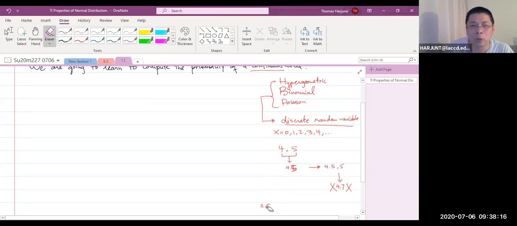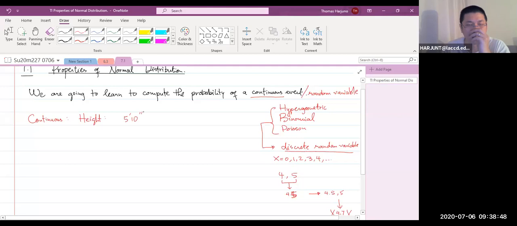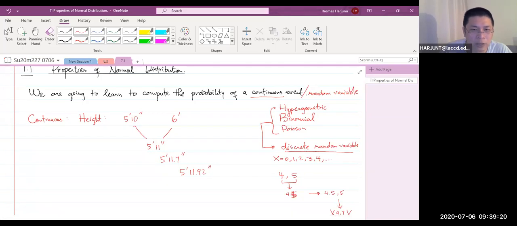Now, how about what I meant by continuous event? To be more precise, continuous random variable. Now, a continuous random variable, for example, is the height. I am 5 feet 10. You may be 6 foot tall, but you can easily find somebody with a height of 5 foot 11. You can easily find somebody 5 foot 11.7 inches. You can find somebody with 5 foot 11.92 inches. If somebody tells me that his height is 5 feet 11.92 inches, I will not say that person is lying. No, it is possible.